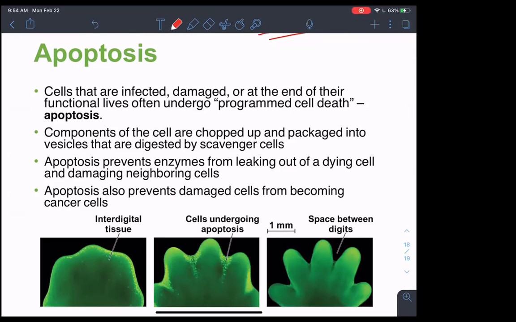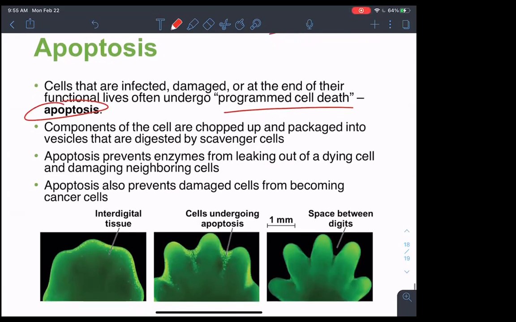Sometimes it's time for the cells. They've done their job. They've gotten old, and they may be prone to making errors, that kind of thing. So the body has a way of saying, "Hey, we need to signal this cell to die." So cells that are infected, damaged, or at the end of their functional lives often undergo this programmed cell death, and that's what apoptosis is. It's meant to happen. Programmed cell death is apoptosis.